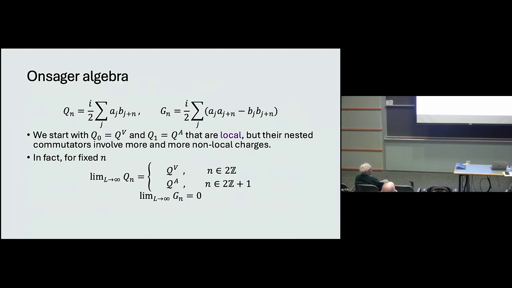You see, it's interesting that you start with QV, that's completely on-site. And then you add to the story QA, that's still quite local, just nearest neighbor coupling. But then as you take commutators, you get more and more non-local things.